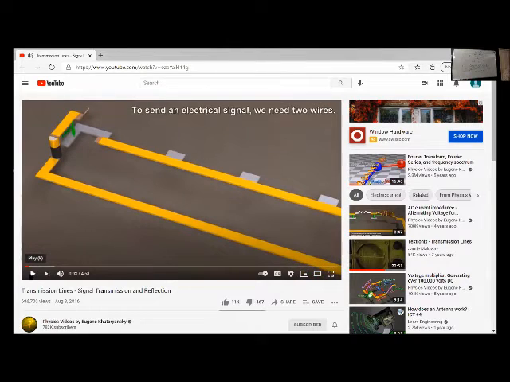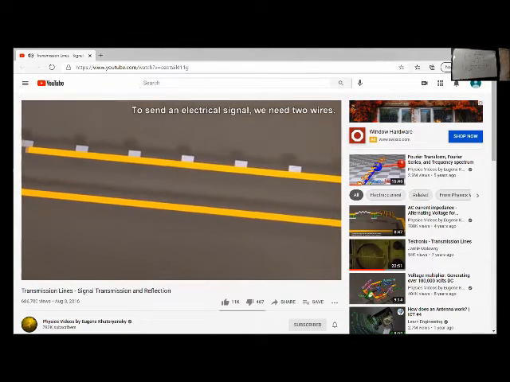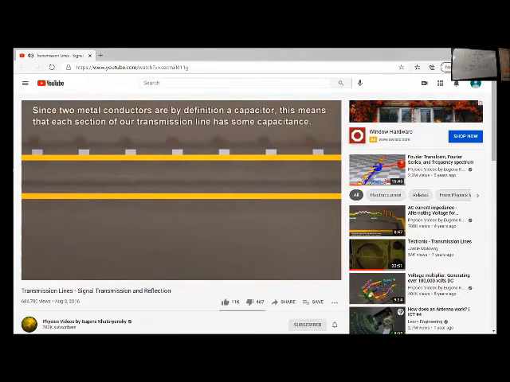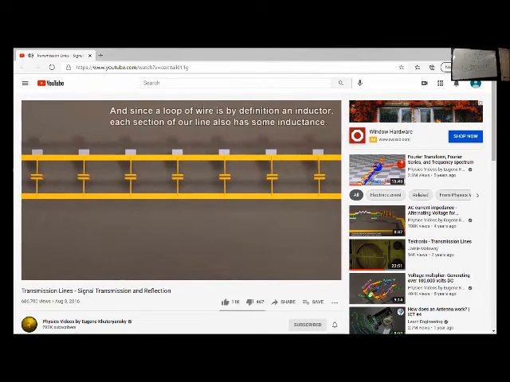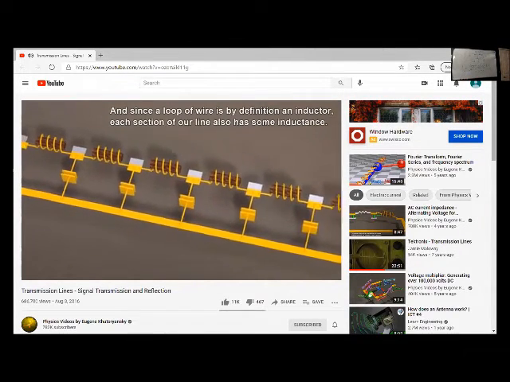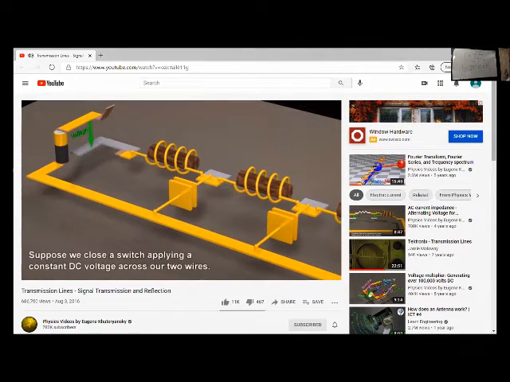To send an electrical signal, we need two wires. Since two metal conductors are by definition a capacitor, this means that each section of our transmission line has some capacitance. And since a loop of wire is by definition an inductor, each section of our line also has some inductance. Suppose we close a switch, applying a constant DC voltage across our two wires.